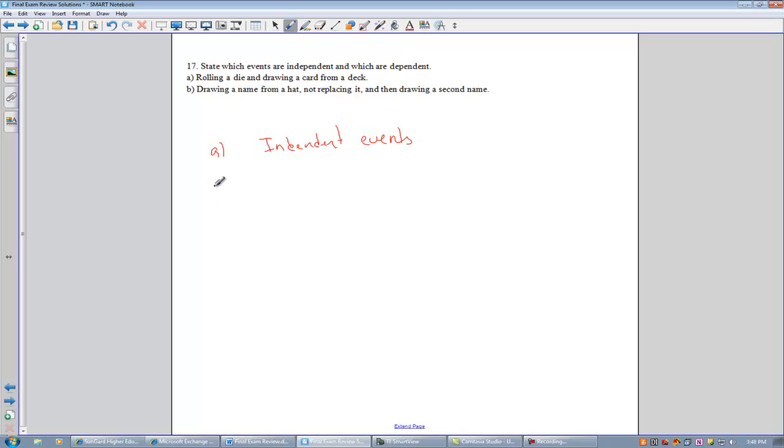But if you look at part B, right, drawing a name from a hat, not replacing it, then drawing a second name, these are actually going to turn out to be dependent events. And why is that? Well, if you draw one name from a hat and don't replace it, then you've changed the probability of drawing the second name because you have fewer choices in the hat. Right? So if you started with, let's say, 10 names in the hat, and you draw a name, you don't replace it, now you only have 9 names. So in a sense, you increase the probability of drawing a certain name. Right? So those are dependent events.